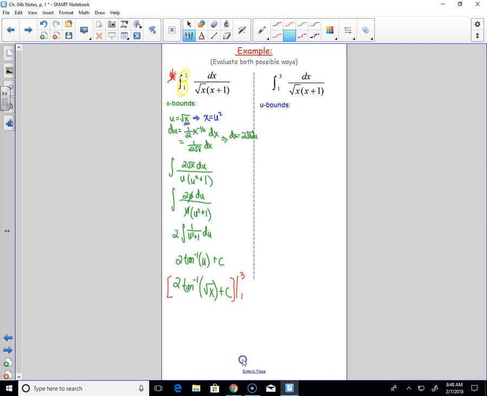Then I would go ahead and plug in, and I would get 2 tangent inverse of square root of 3 minus 2 tangent inverse of square root of 1, which is 1. Why are the c's not there? Because they subtract, right? Because it could have been plus c minus plus c.